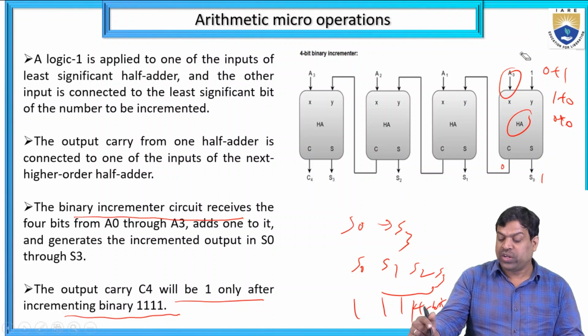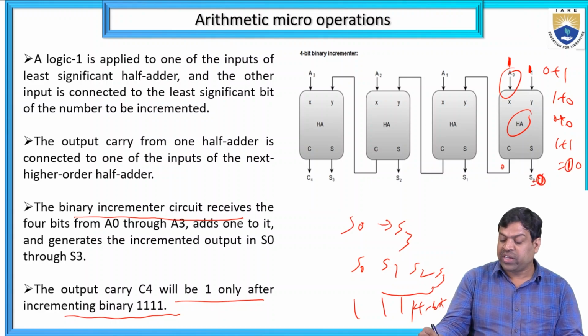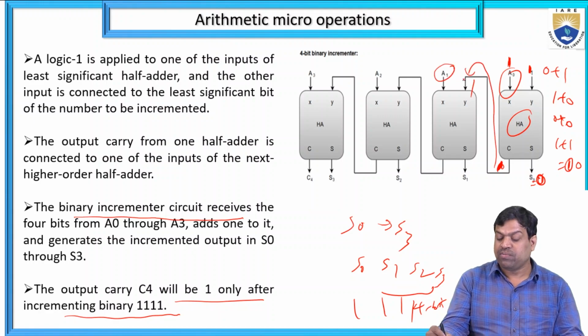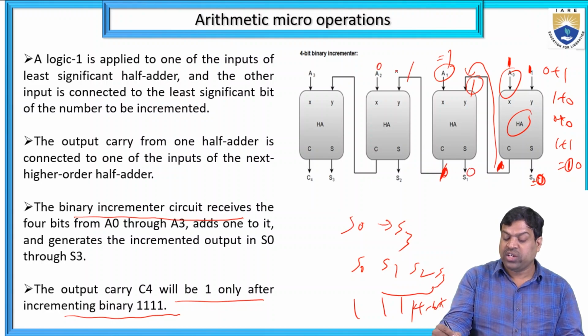Suppose the input equal to 1. I am incrementing means 1 plus 1. What is the 1 plus 1 value? 1 plus 1 equal to 0 is the sum value, 1 is the carry value. So sum equal to 0 and carry equal to 1. This carry is transferred to here. So here the next value equal to 1. Suppose here A0 equal to 1. Already is there any carry? Yes. 1 plus 1 equal to 10. That is a sum value equal to 0, carry equal to 1. Here also I am taking 1. Here 0. 0 plus 1, 1. Sum equal to 1, carry equal to 0. So 1 plus 0, 1, carry equal to 0.